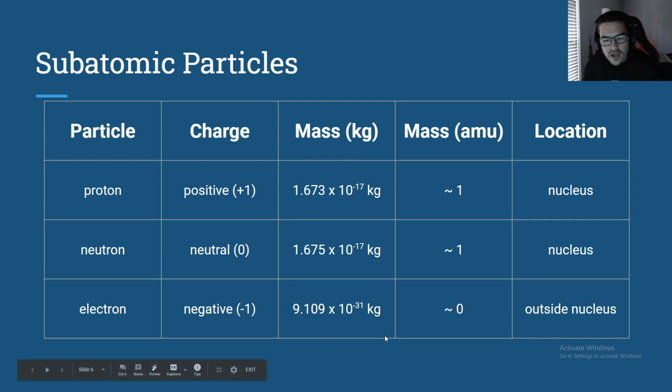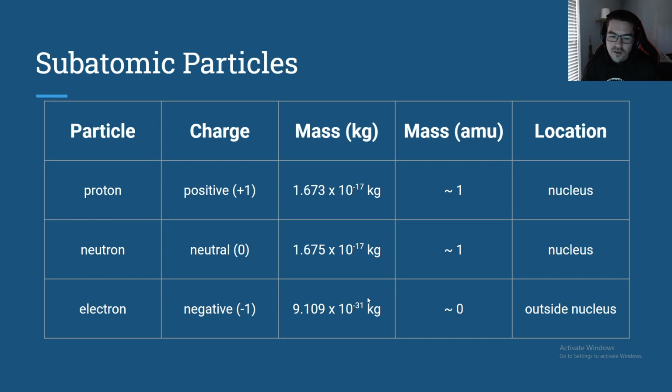So we're not going to use these kilogram masses that much. What we're going to do is create a new unit, which is called the atomic mass unit, okay? And this is just going to make our lives way easier. We're going to say that this amount of kilograms is basically 1 atomic mass unit, and this number is very close to that, so protons and neutrons are going to have a mass of 1 in our new unit system, 1 atomic mass unit.